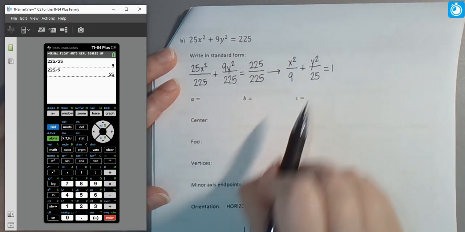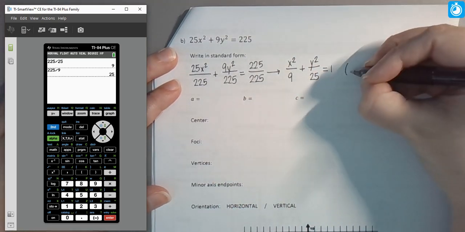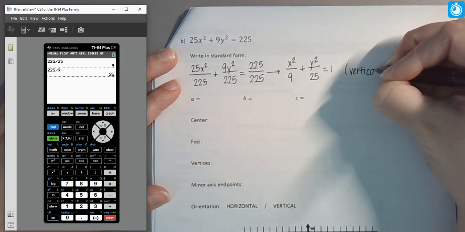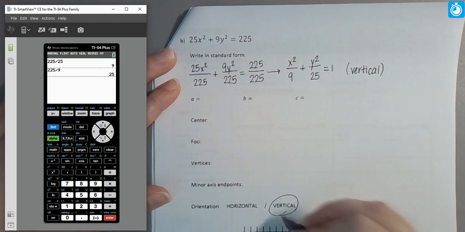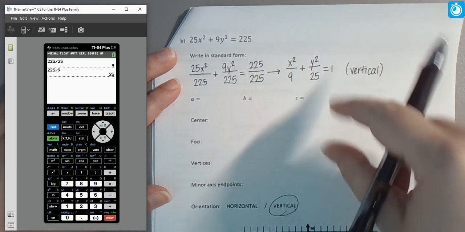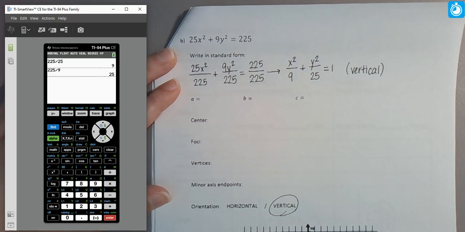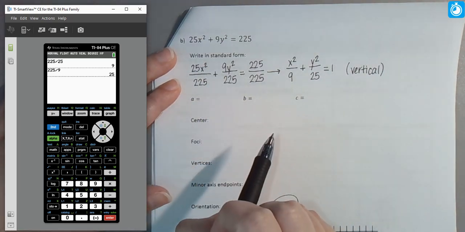Notice in this case that y squared has the larger denominator. So because y squared has the larger denominator, that means we're looking at a vertical ellipse. Our ellipse is going to be oriented vertically, which means the major axis, the longer axis, is vertical, and the shorter axis, the minor axis, is going to be horizontal. So let's find our values for A, B, and C.